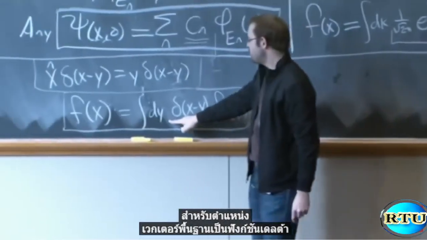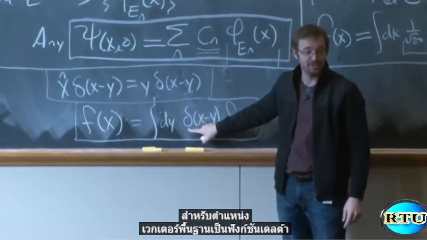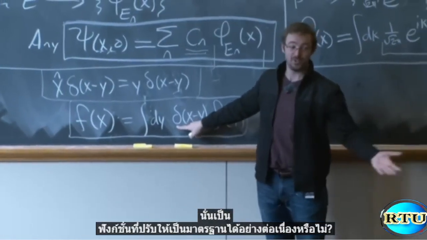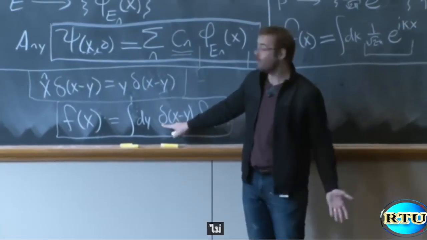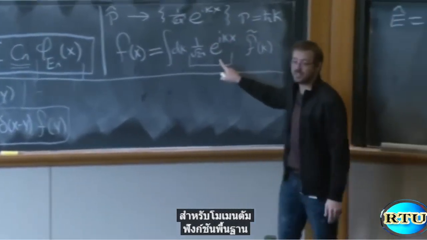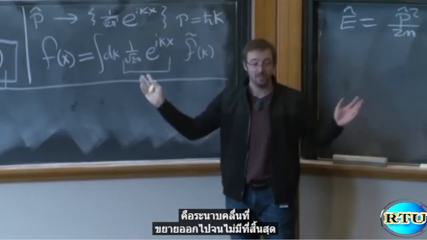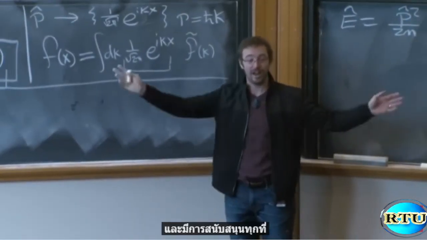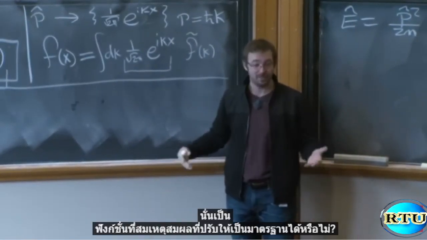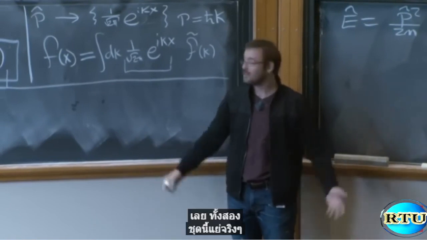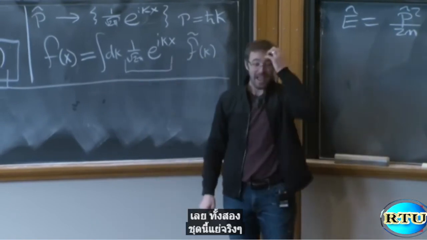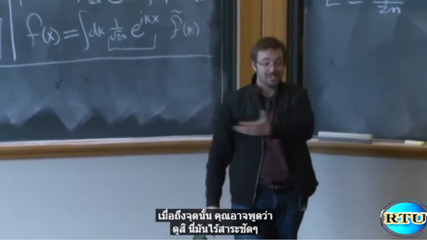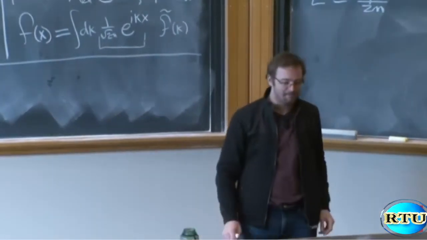For position, the basis vector is a delta function. Is that a smooth, continuous, normalizable function? No. For momentum, the basis functions are plane waves that extend off to infinity and have support everywhere. Is that a normalizable, reasonable function? No. So both of these sets are really bad. So at that point, you might say, well, look, this is clearly nonsense. But here's an important thing.